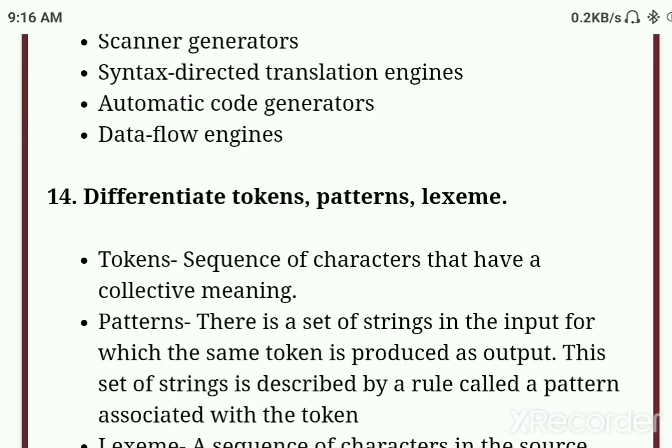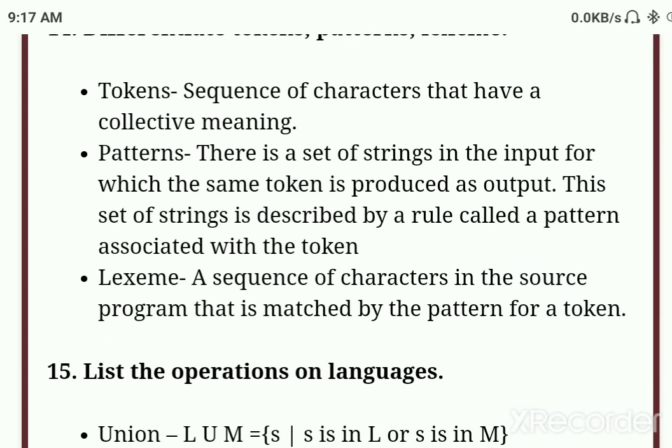Differentiate tokens, patterns, lexeme. Tokens: sequences of characters that have a collective meaning. Patterns: these are the set of strings in the input for which the same token is produced as output. This set of strings is described by a rule called a pattern associated with the token. Lexeme: a sequence of characters in the source program that is matched by the pattern for a token.